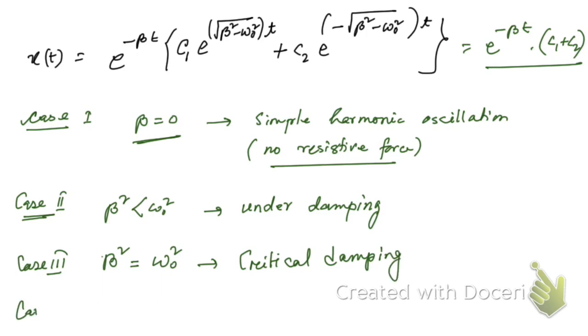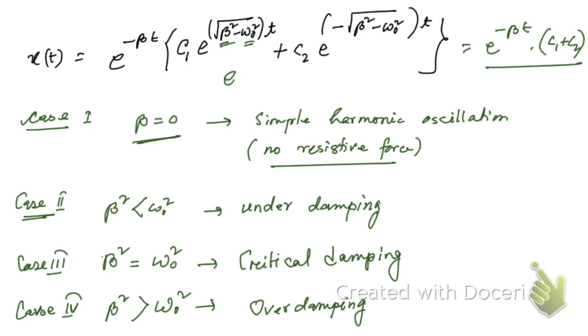And case 4, when beta square is greater than omega naught square, then it is called overdamping. Because you see, when beta is greater than omega naught, then the power on this e will be a real number. If the power is real, in that case this e to the power root over beta square minus omega naught square is going to be a constant.